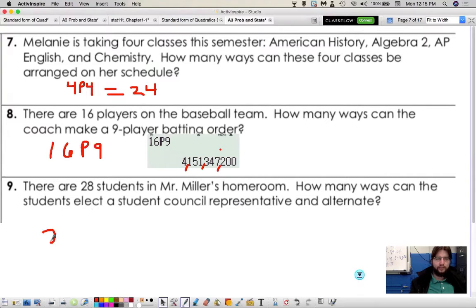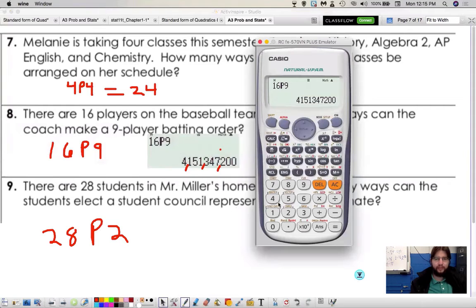Okay, we got 28 students. We're selecting a representative and an alternative. So that's 2 people we're choosing, and they're different. They have different value. So the order does matter. 756.